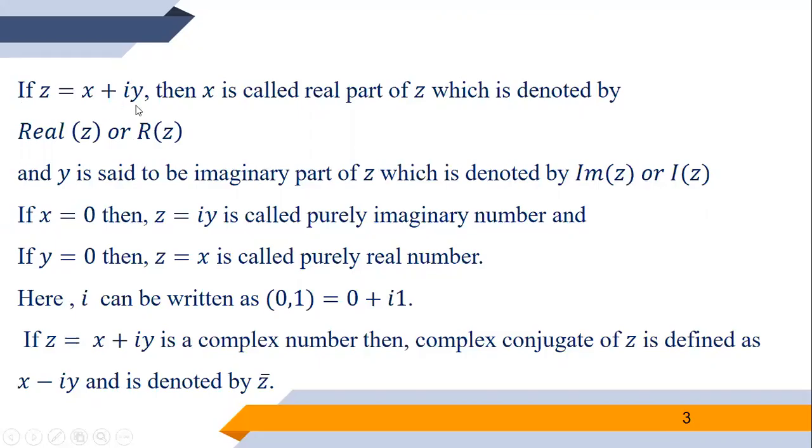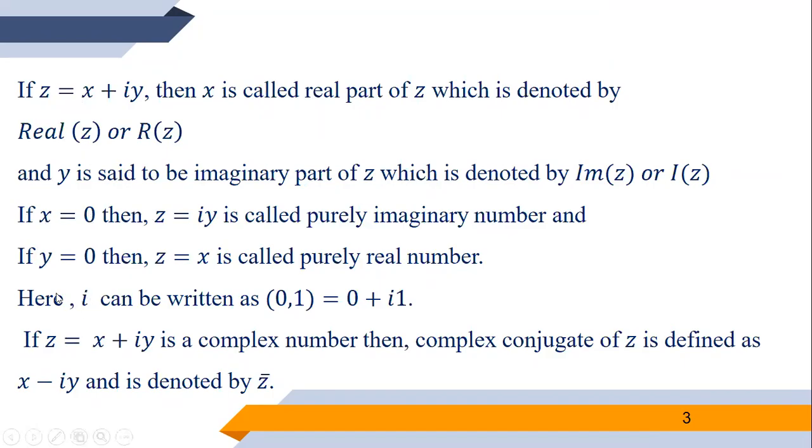In this complex number z equals x plus iy, if we consider x equal to 0, then z equals iy is called a purely imaginary number. If the real part is 0, then we can say z equals iy is a purely imaginary number, and if the imaginary part is equal to 0, then z equals x is called a purely real number. So there are two kinds, purely real and purely imaginary number.